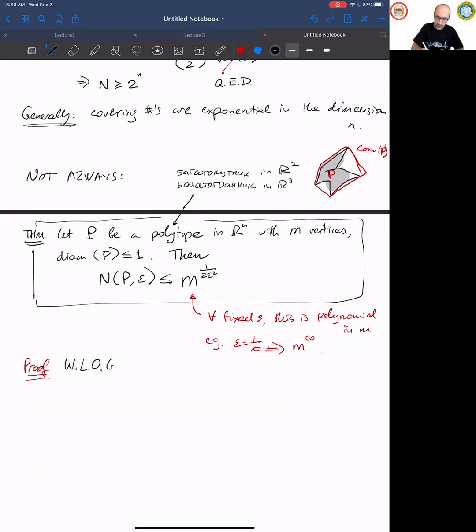So WLOG stands for without loss of generality. Without loss of generality, we can assume that P is convex.